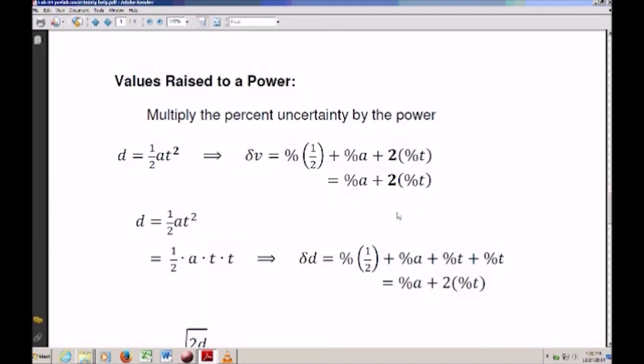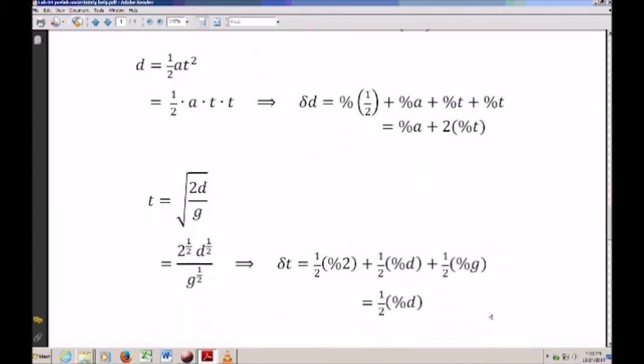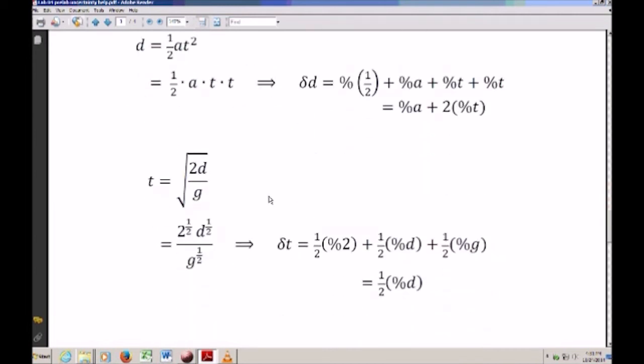Now the logic for why whatever this is raised to the power of winds up here is actually pretty easy to understand. If you look at this, we've got 1/2 a t squared. That's just equal to 1/2 times a times t times t. So then when we actually work it out using the multiplication division rule, the percent uncertainty of t happens twice. So they just brought them together and said 2 times percent uncertainty of t. What's neat about this rule, however, is that you can use it to apply to things where it's not necessarily intuitively clear that that's how it works.